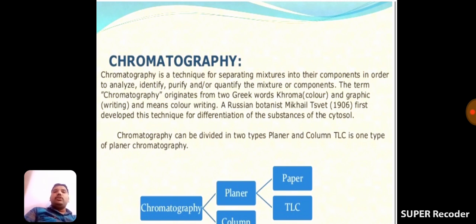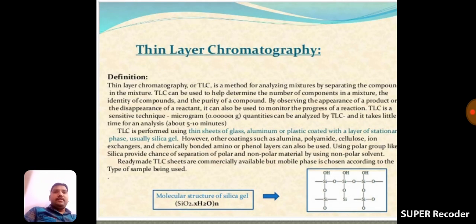Chromatography is divided into two types: one is planar chromatography, another one is column chromatography. Planar chromatography is again divided into two types: one is paper chromatography, another one is thin layer chromatography. Today in our class we discuss thin layer chromatography.